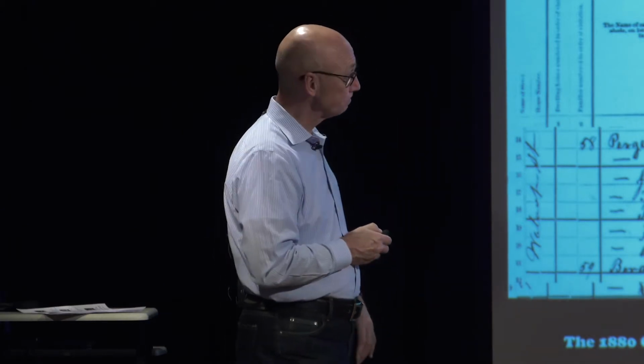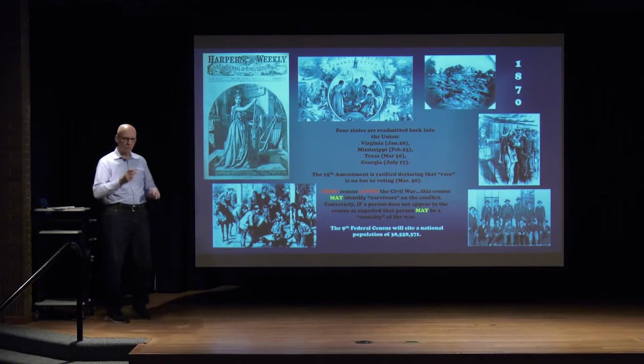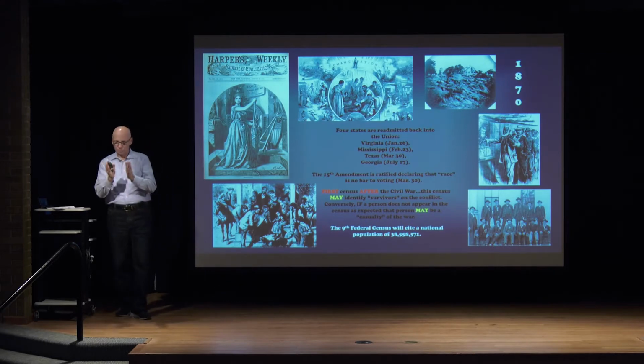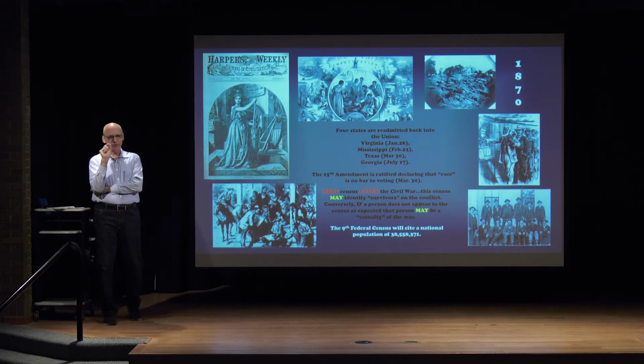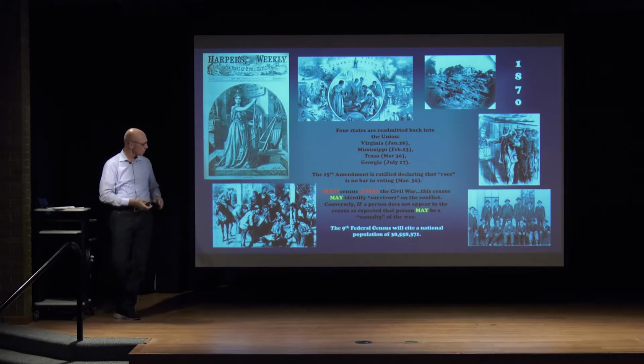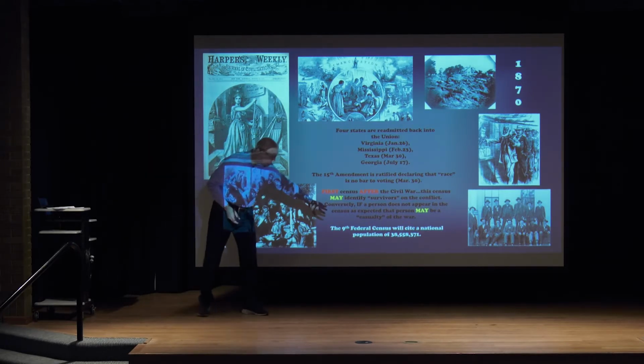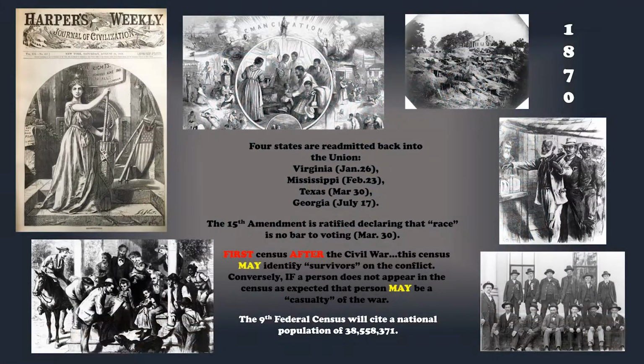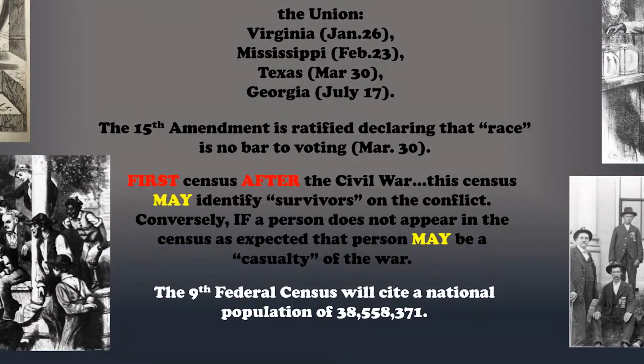There's 1880. Now we come to 1870, progressing backwards. 1870, the first census after the Civil War. We see a population in 1870 of 38.5 million people. And as the citation above it reads, this census may, mind you, identify survivors of the Civil War.